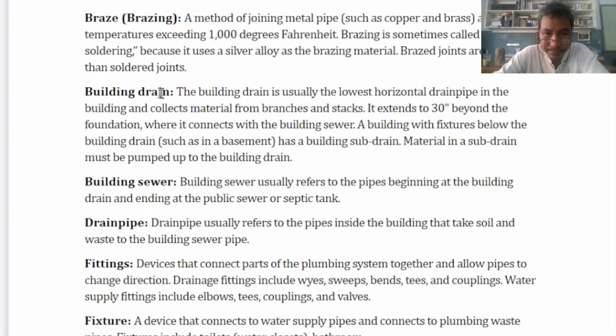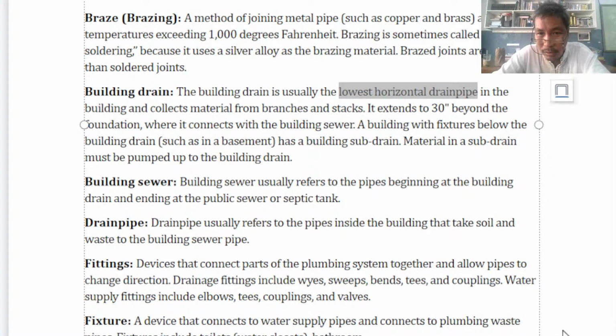What about building drain? Building drain is mentioned. It is connected to branch drain. So the building drain is usually the lowest horizontal drain pipe. Take note. It is easy to understand because this is the lowest horizontally connected drain pipe in the building and collects material from branches and stacks. Okay, so a branch can be connected to a stack or to the building drain. So that is what we mean by branch.